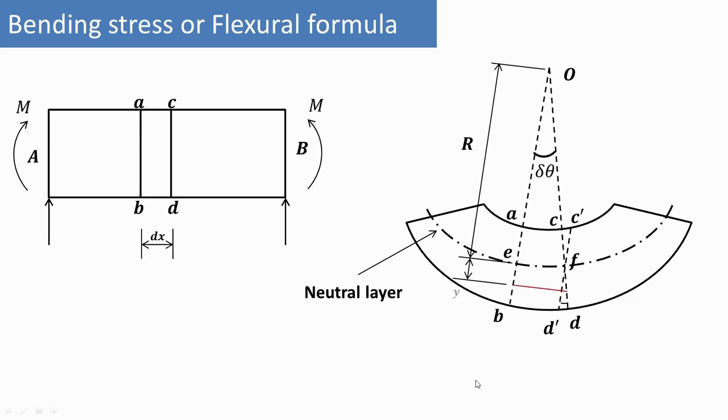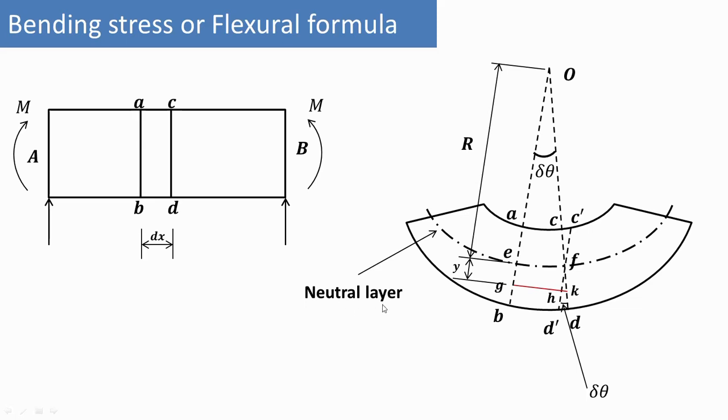Now consider any layer GH at a distance y from the neutral axis. Because of the bending moment M, its deformation is HK. In this small triangle, if this angle is delta theta, then this angle is also delta theta, as shown over here. R is the radius of curvature, and O is the center point from which the radius of curvature is measured. So if this angle is delta theta, then this small angle will also be delta theta.